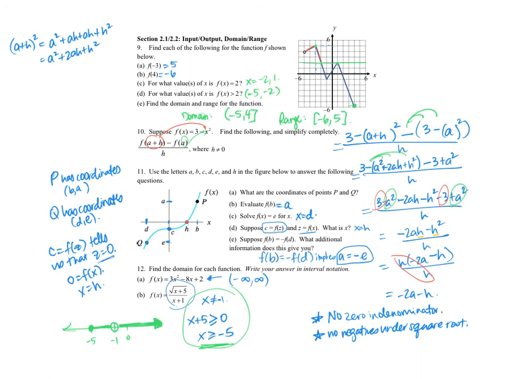Now I can see that I have two separate intervals here. I have from -5 to -1, and I'm going to do an open parenthesis there on the -1 because I don't want to include that one. And then I'm going to union that with -1 to infinity. And again, I have an open parenthesis there on the -1 because I'm not including that. And always we have an open parenthesis on the infinity because infinity is not a real number.